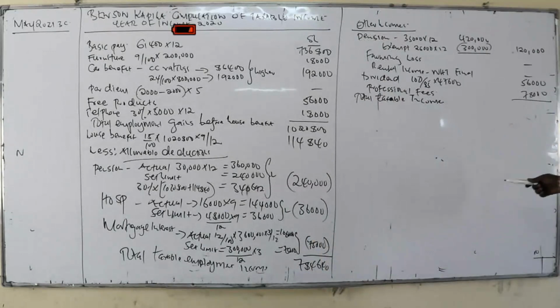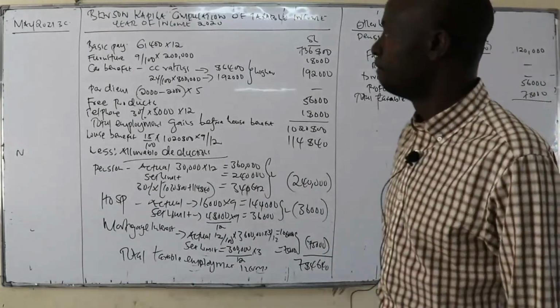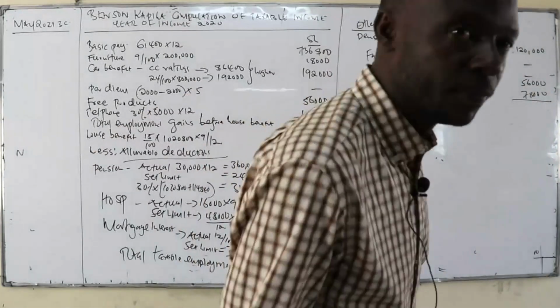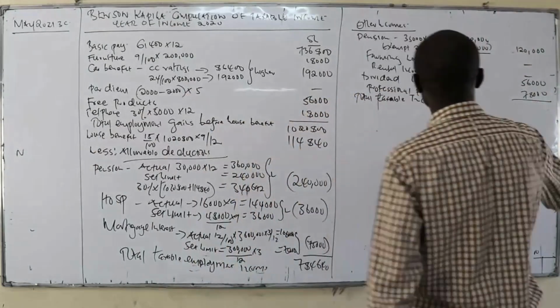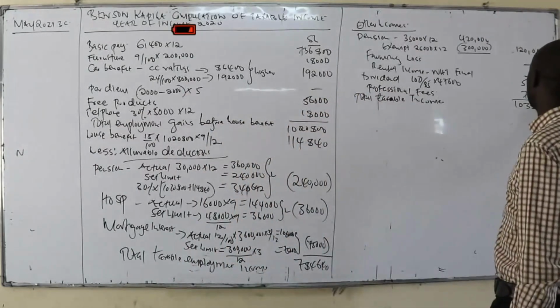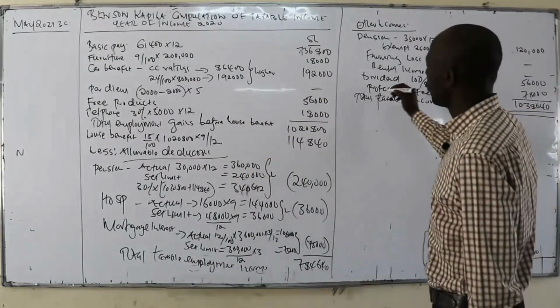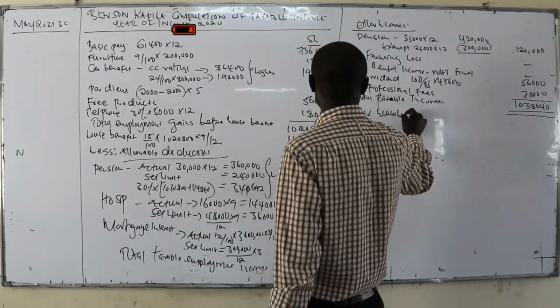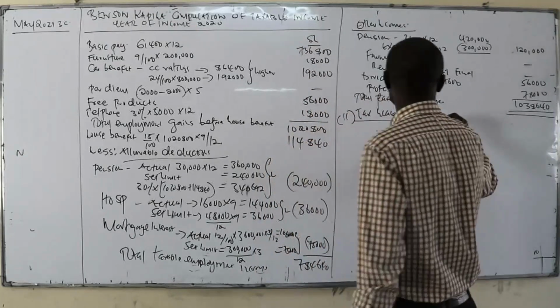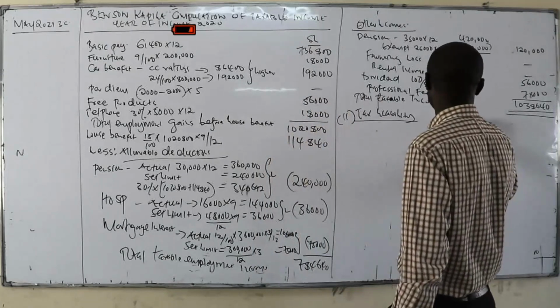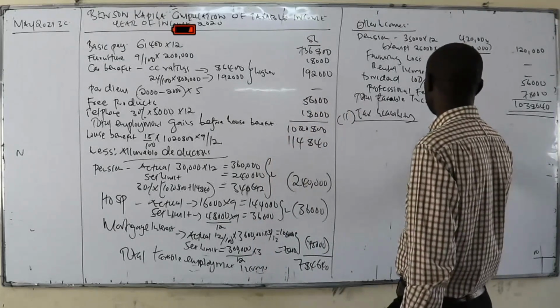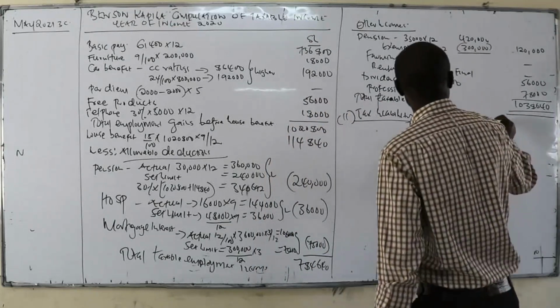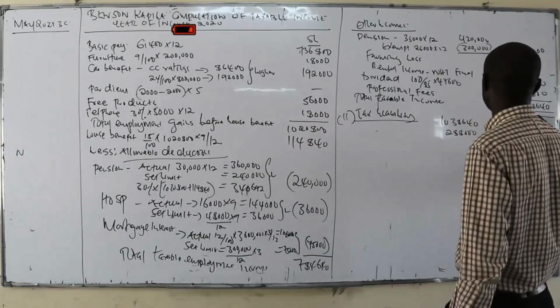You get the total taxable income. So you add this 784 plus this 120 plus this. What do you get? 1,038,640. And then now here you come and compute the tax liability. So you take this 1,038,640. The first 288,000 is 288,000. The rate here, you write the rate, and then here you write tax.